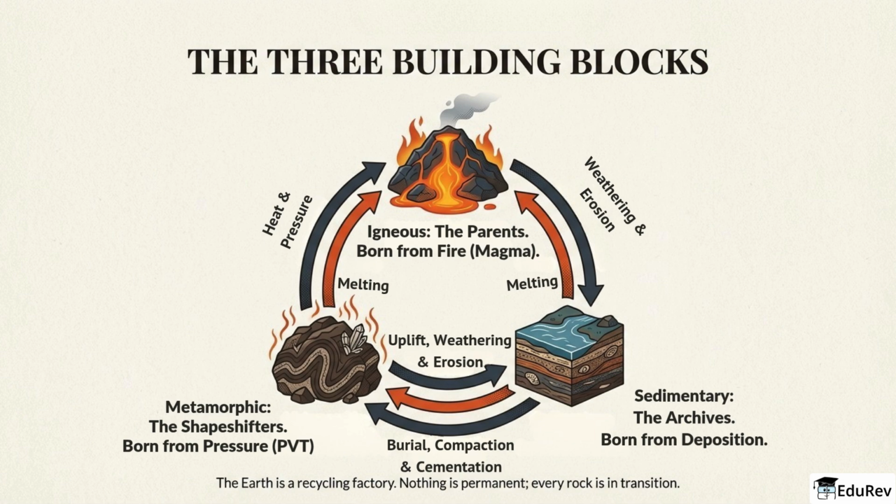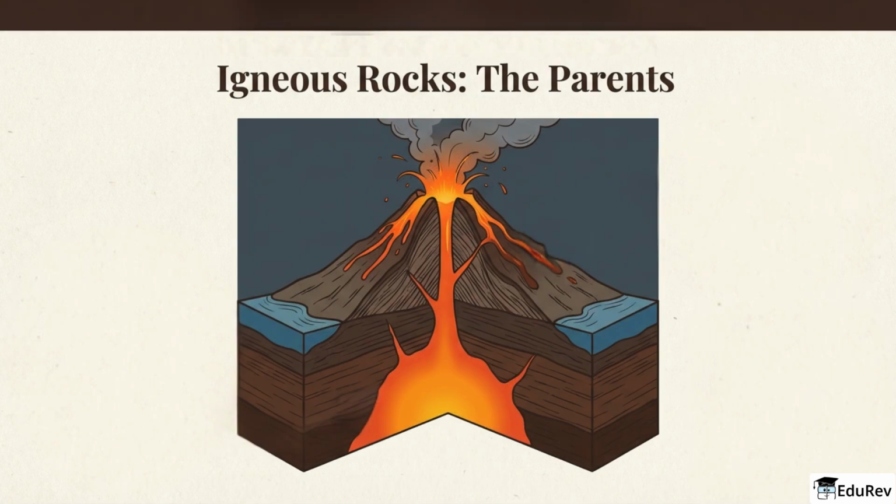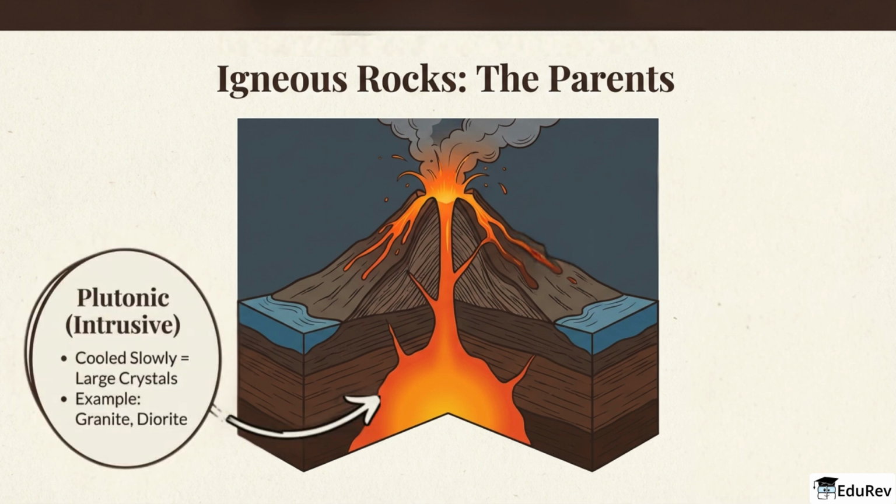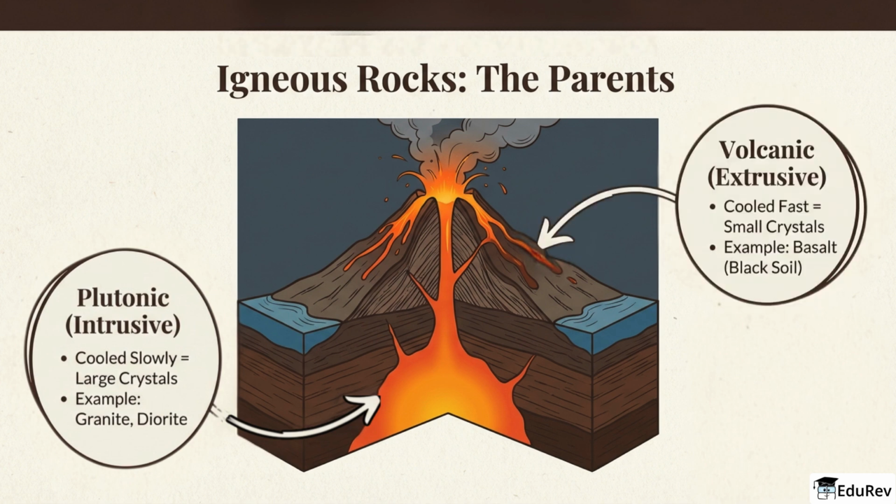Now let's break each rock type quickly, the way UPSC expects you to. So, what makes an igneous rock? Igneous rocks form when magma cools and solidifies. There are two routes. Plutonic, also called intrusive, cools slowly, so it forms large crystals. Examples given are granite and diorite. Volcanic, also called extrusive, cools fast, so it forms small crystals. Example given is basalt, connected here with black soil.